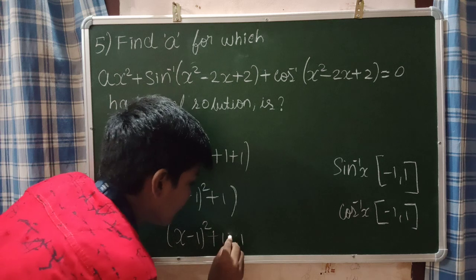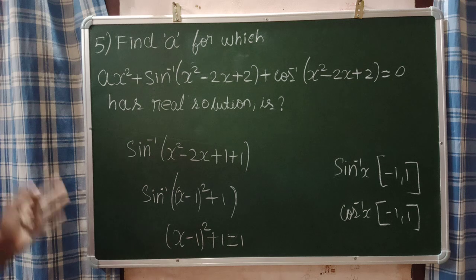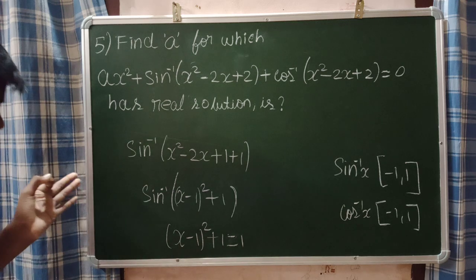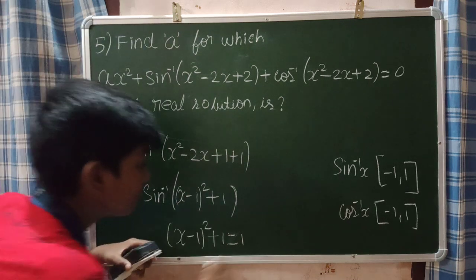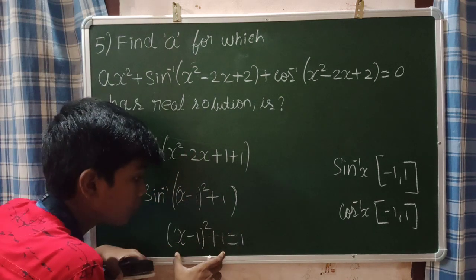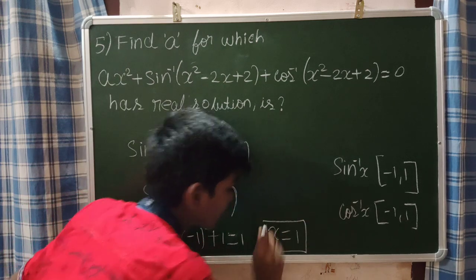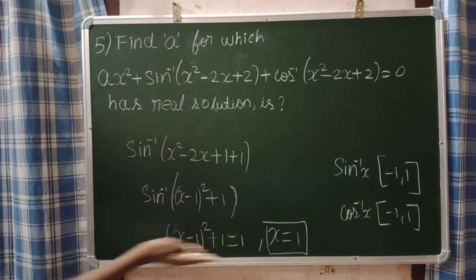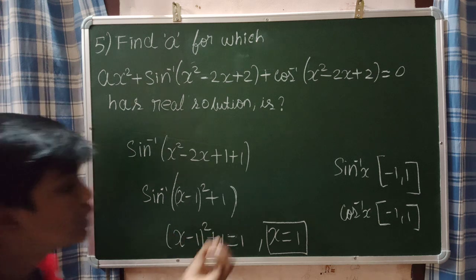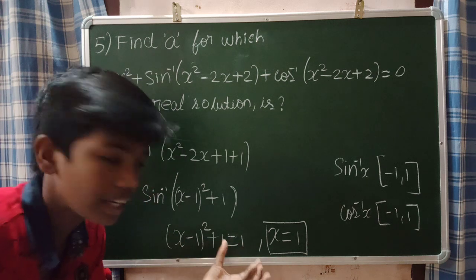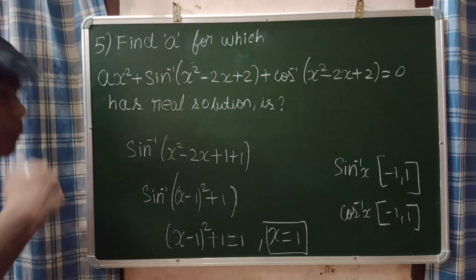So I'll write it as equal to 1. Now this will be equal to 1 only when x is equal to 1, right? Because when you put x as 1 in this expression, you will get 1. So this expression must be equal to 1 only when x is equal to 1. Sorry, put x as 1 and you will get 1 only. So this x should be equal to 1.